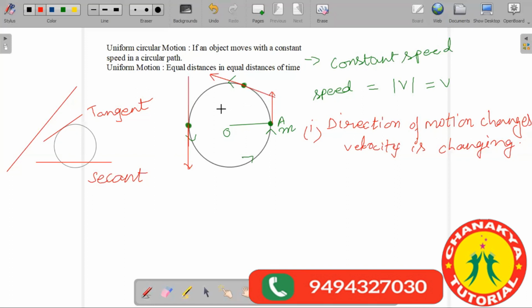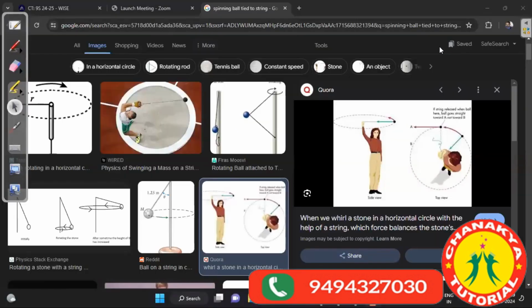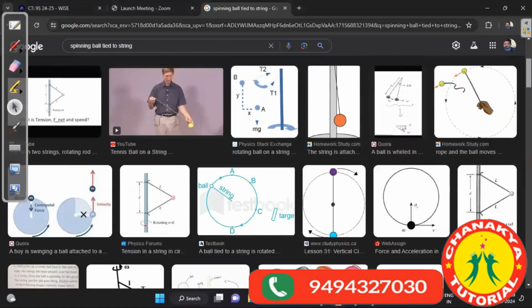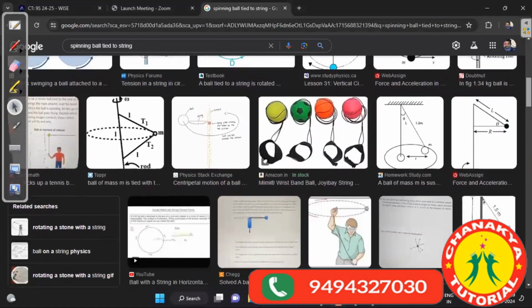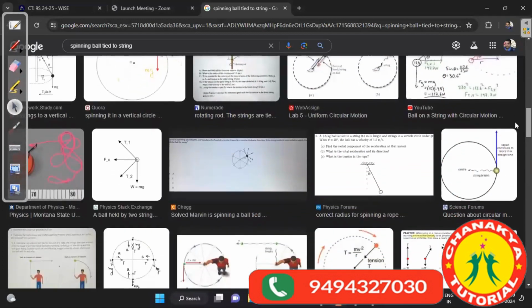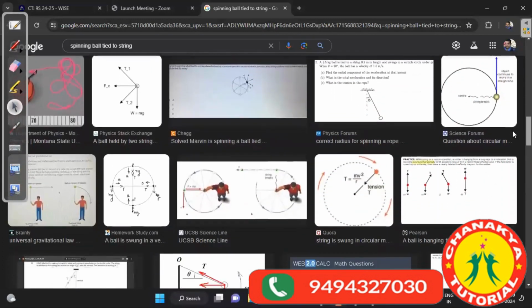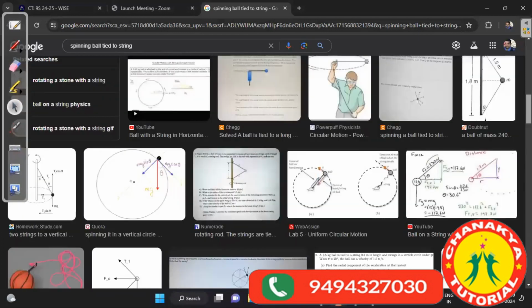Okay, another example I will show you. One more example which represents that the motion of an object in a circle is tangential. Let me show you one more picture which will prove that motion is tangential to the circle. Just one.